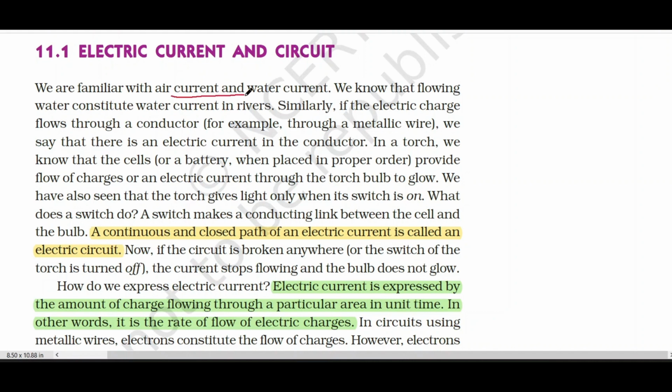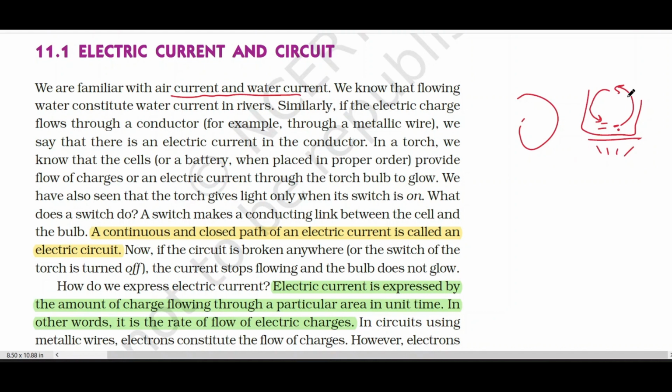You are familiar with air currents and water currents. हम लोगों ने देखे हैं air currents और water currents क्या होते हैं. So what happens is air circulates up and down depending on the pressure and temperature. Same goes with water. If you heat water in a jar, the water at the bottom gets heated and becomes less dense and moves to the top, and the cold water from the top moves down to the bottom. So this is called a convection current. You must have already studied convection currents in social studies or science in your previous classes.